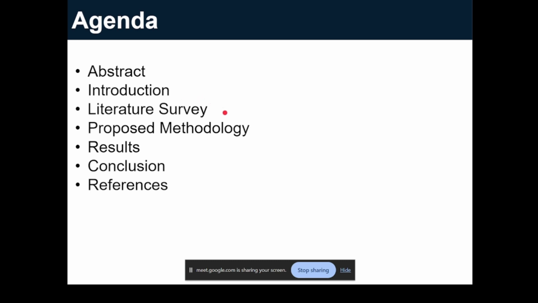Moving on to the agenda of this meeting, initially I will go through the abstract and the introduction, followed by which I will talk about the literature survey where we have referred a few papers for our project. Then I would talk about the proposed methodology that we'll be referring for our paper, and also I'll end the meeting talking about the results, conclusion and the references.